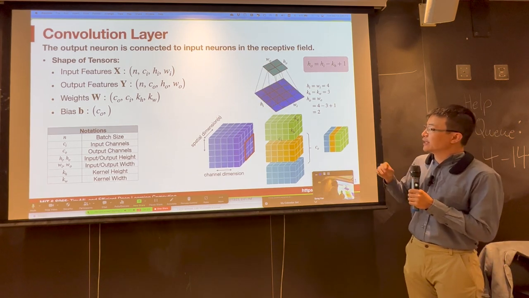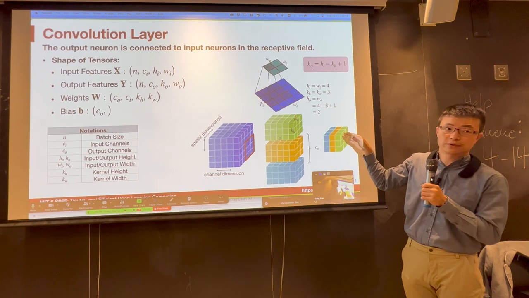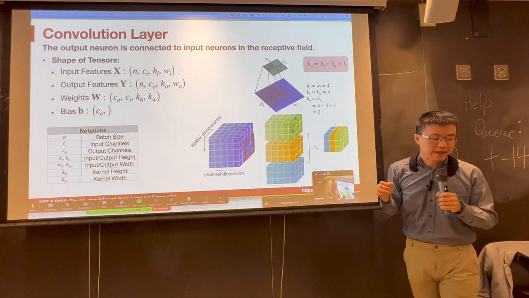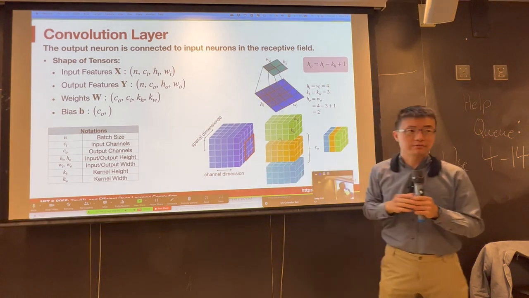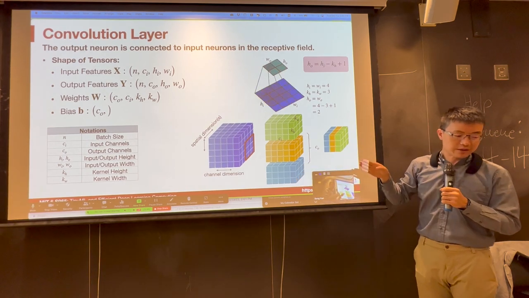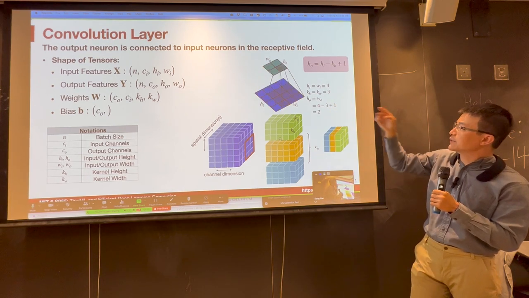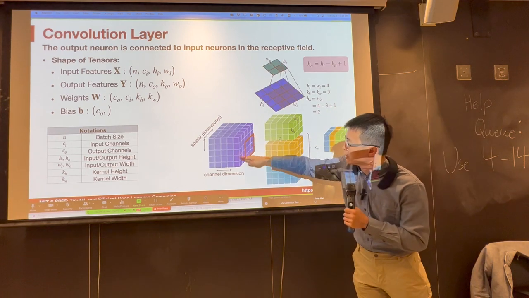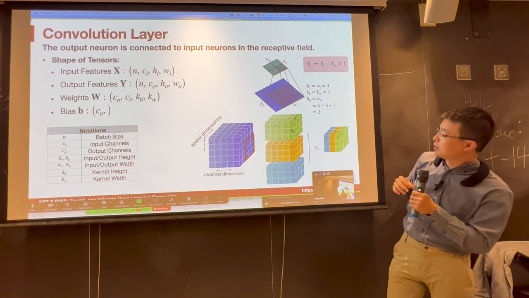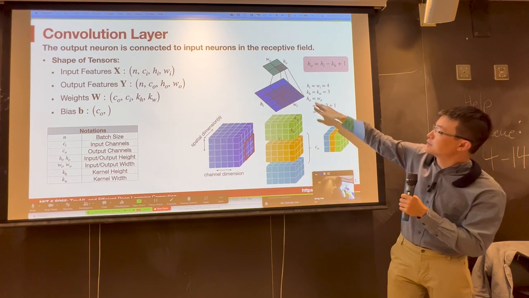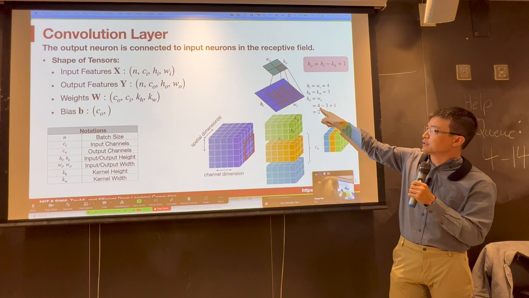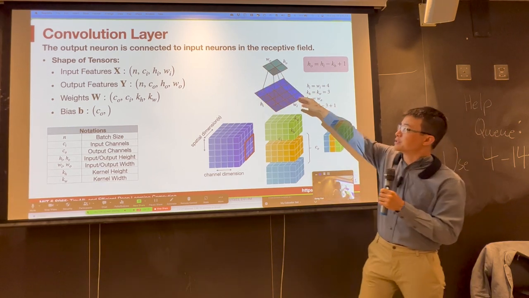So how do we calculate the output dimension according to the input? What is the output height and width? Basically, that is equal to the H of the input minus the kernel size, which is 3 in this case, plus 1. In this example, the input is 4, and the kernel size is 3, and therefore the output equals 4 minus 3 plus 1, which is equal to 2 in this case.